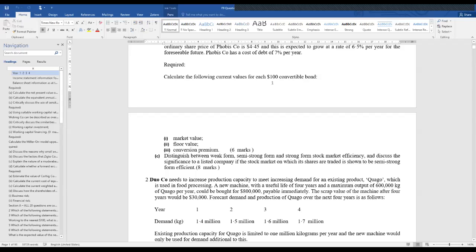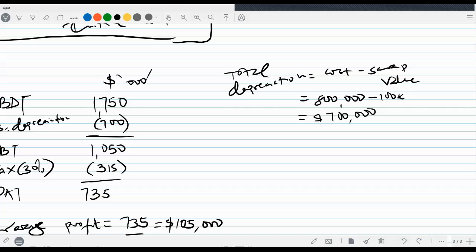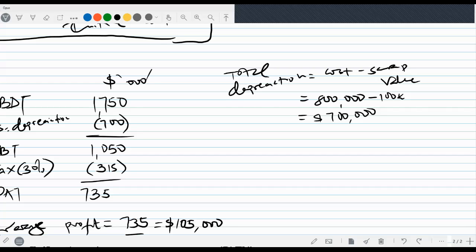So can I look at the depreciation working? The depreciation, here it is. Okay, thank you. I'm not sure they can get a question, but let's see.